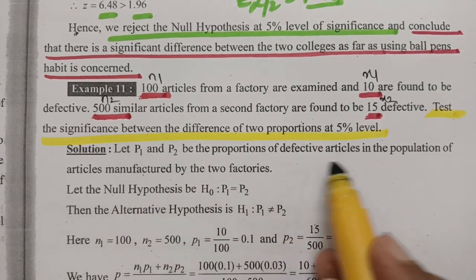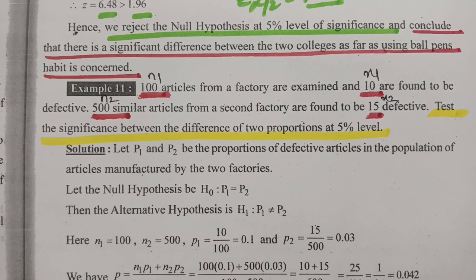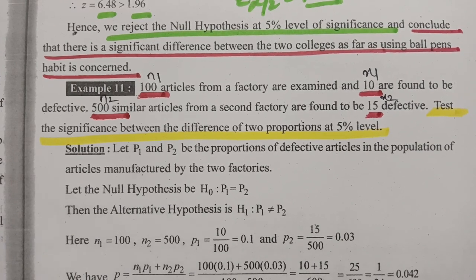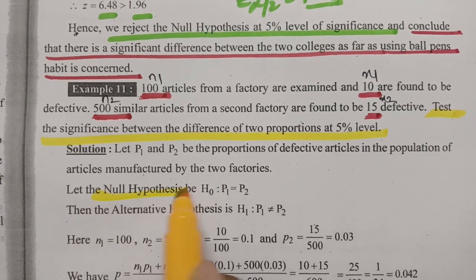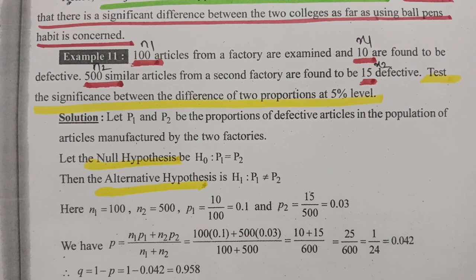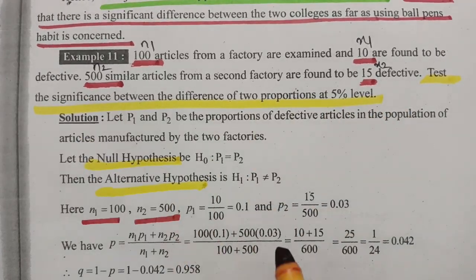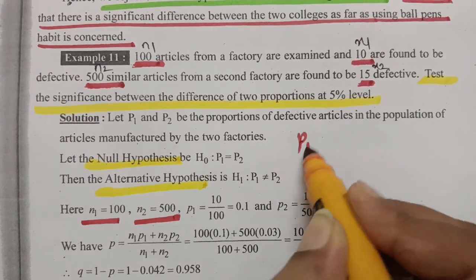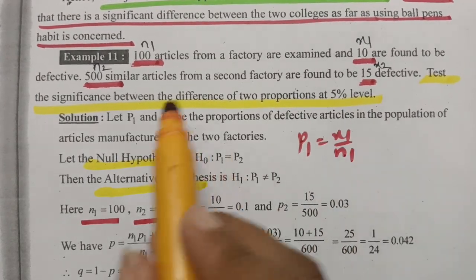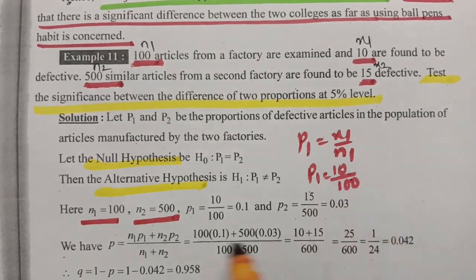Let P1 and P2 be the proportions of the defective articles in the population of articles manufactured by the two factories. First we take the null hypothesis. As usual, null hypothesis P1 equal to P2 and alternate hypothesis P1 not equal to P2. And what all is given here? From the question, N1 is given as 100, N2 is given as 500. And P1, as you know, is equal to X1 by N1. What is X1 here? That is 10 by 100. So P1 is equal to 10 by 100, which is 0.1.